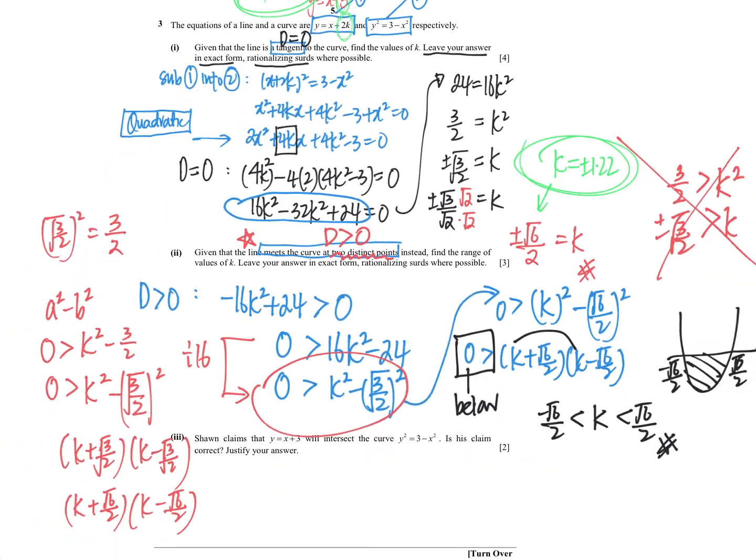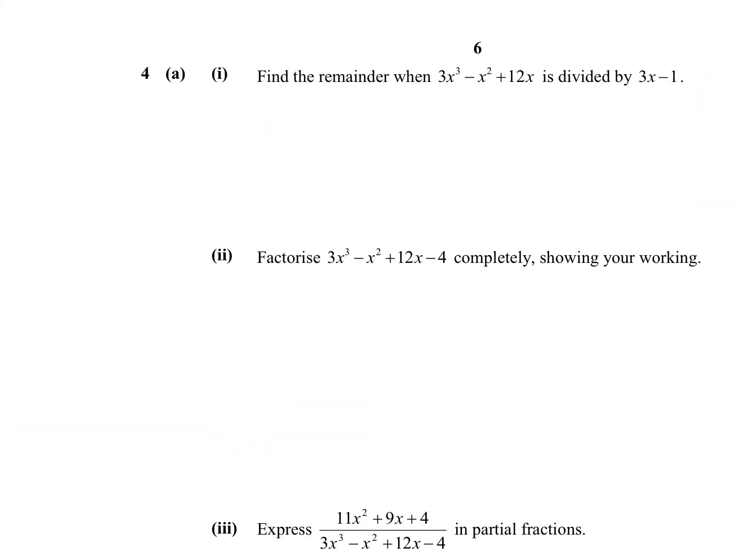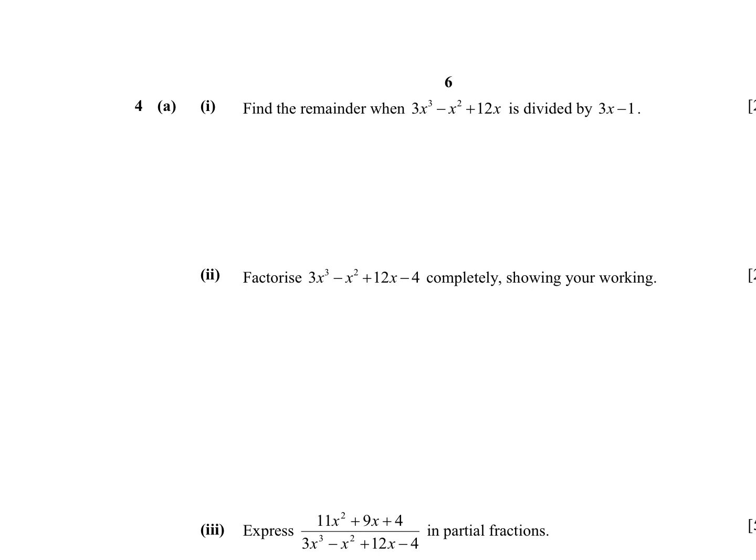Then you check. If I want it to intersect at 2 points, it must be between minus 1.22 and 1.22. Where is 1.5? Out of the range. So it doesn't intersect at 2 points, it doesn't intersect at 1 point, it doesn't intersect at all. So the claim is wrong. So it doesn't intersect. Okay, this one, quick one. That's all.